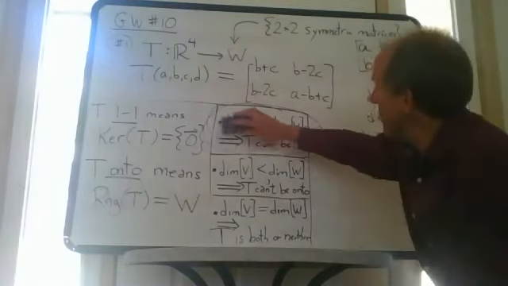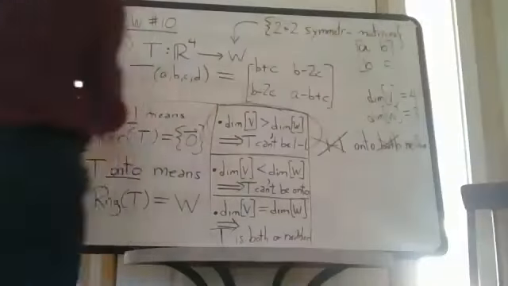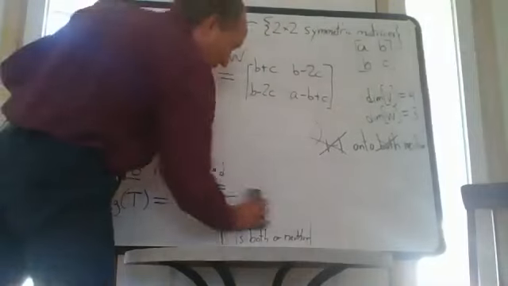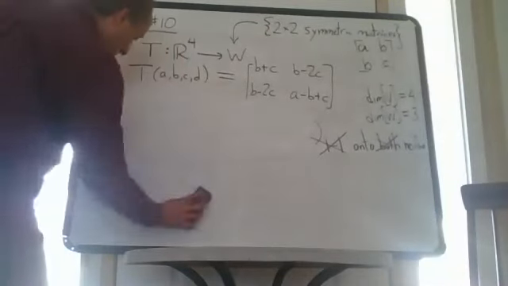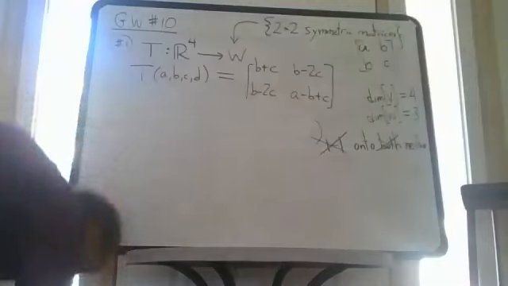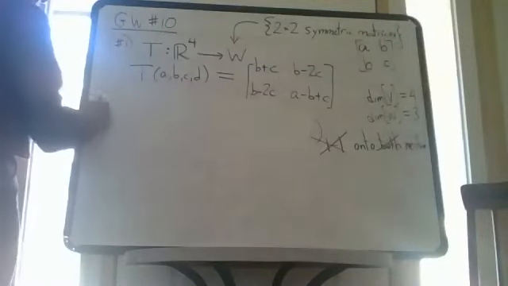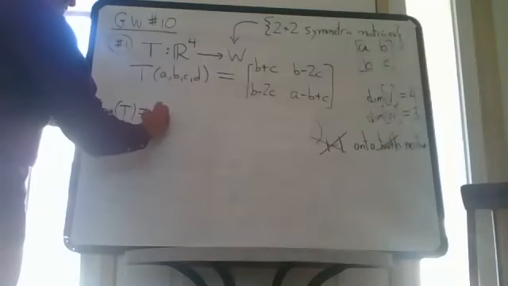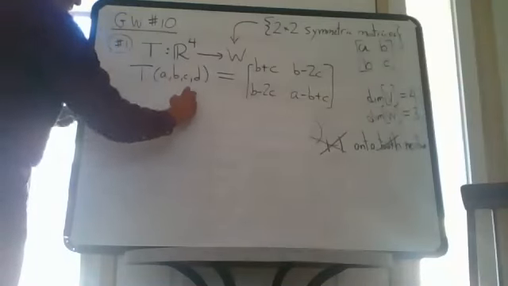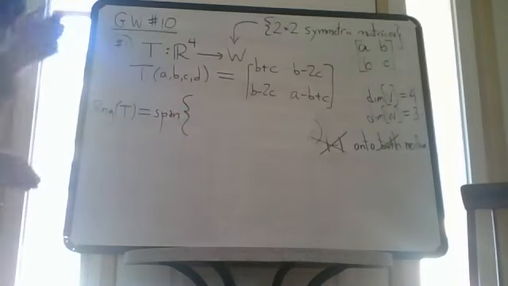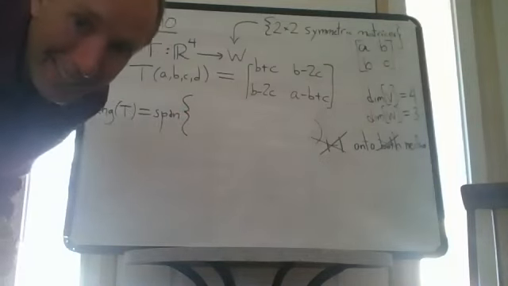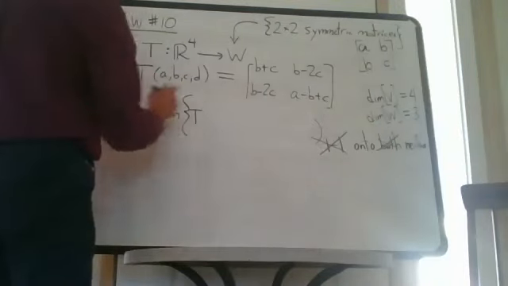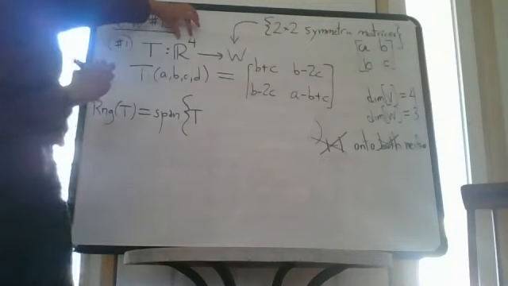So let me erase this whole thing. Remember, this is all being recorded, so you will be able to look back at this later. But let's look at the range of T. Let me remind you that for the range of T, this is the formula. It's the span, coming from the videos that you've already watched, of the transformation of a basis of R4.